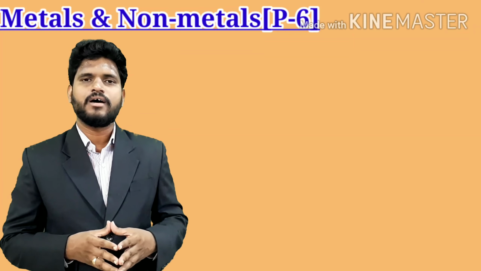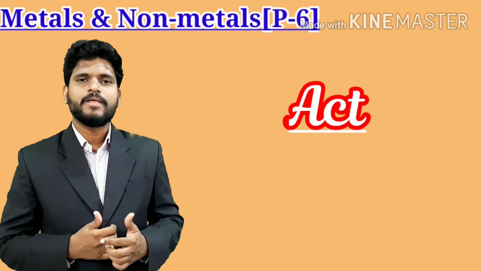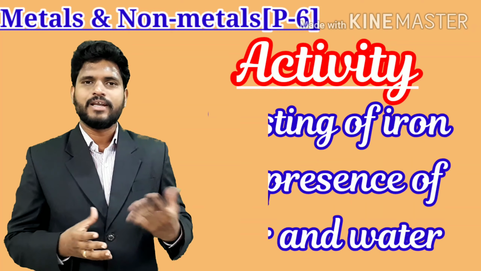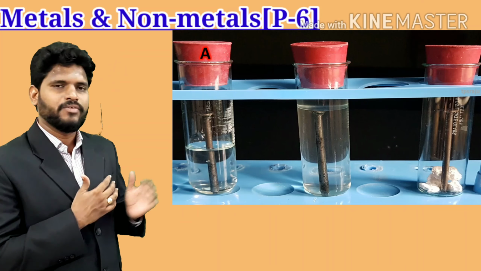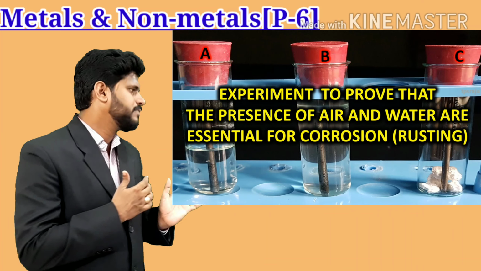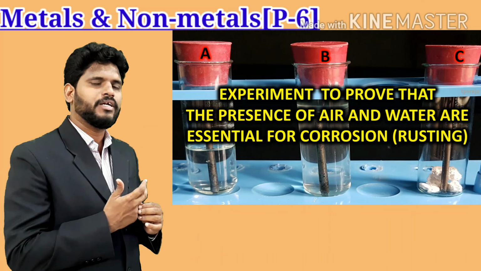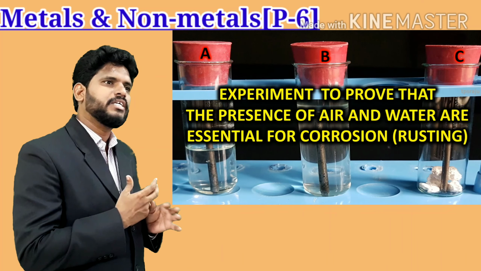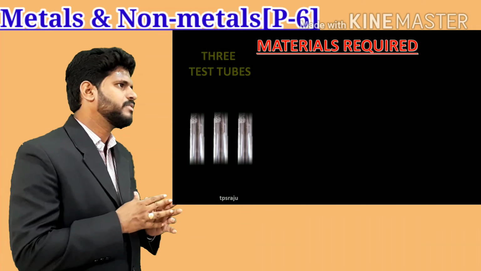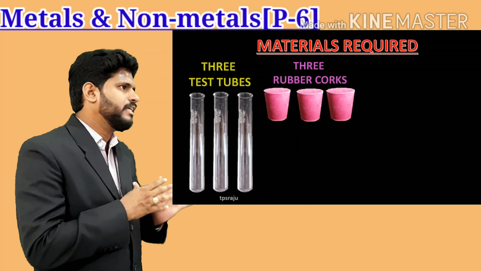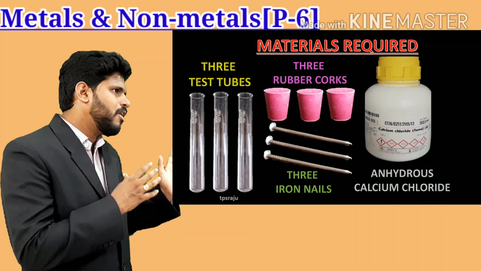To observe or know this, we will do an activity. With the help of an activity, we can understand in a very easy manner. This experiment proves that oxygen and moisture are required for corrosion. For this, the materials required are 3 test tubes, 3 rubber corks, 3 iron nails, anhydrous calcium carbonate, and some oil.